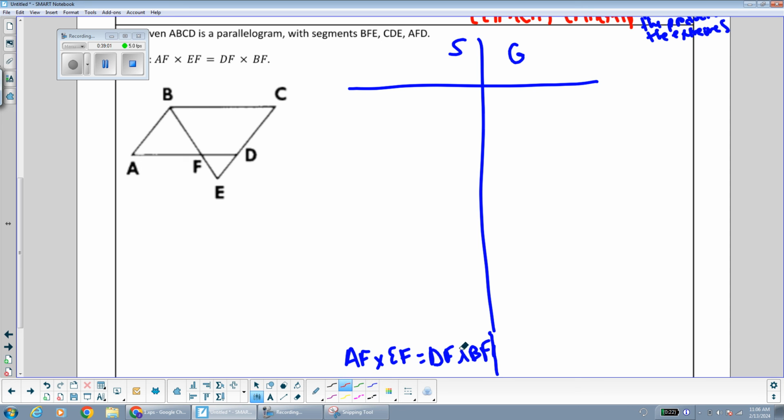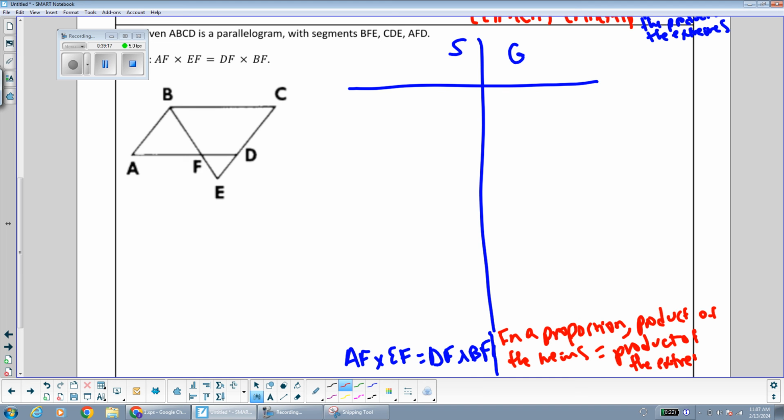We know it's going to be the same reason anytime we're proving a product. In a proportion, the product of the means equals the product of the extremes. Before that, we know that we need a proportion. So let me order the proportion. AF, DF, EF, BF. I just randomly placed those.